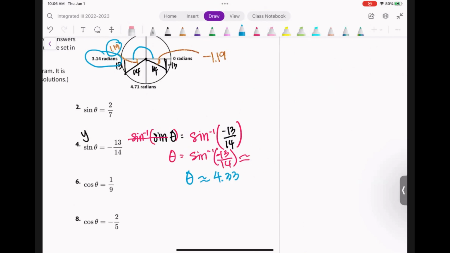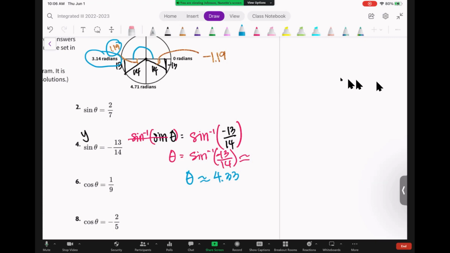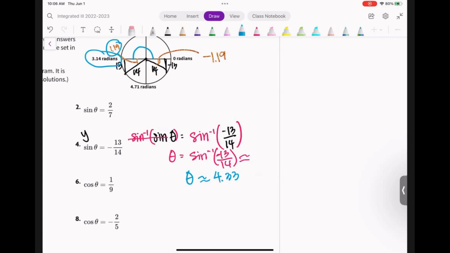Okay. Now I want you to calculate the other one. Can you do that? Calculate that other one. How would you get that other angle? That angle I'm going to use as pink. How would you get from here all the way around to here? What would you do?